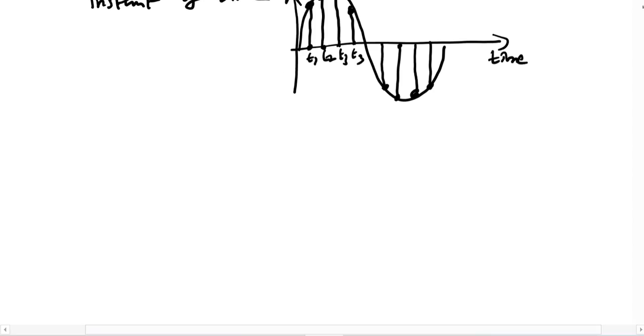Now we'll go for what is meant by frequency here. How will you define frequency here? Frequency is the number of cycles that occur per second.